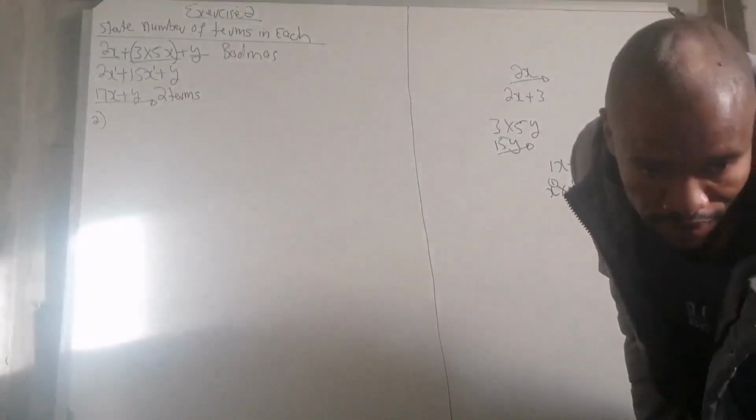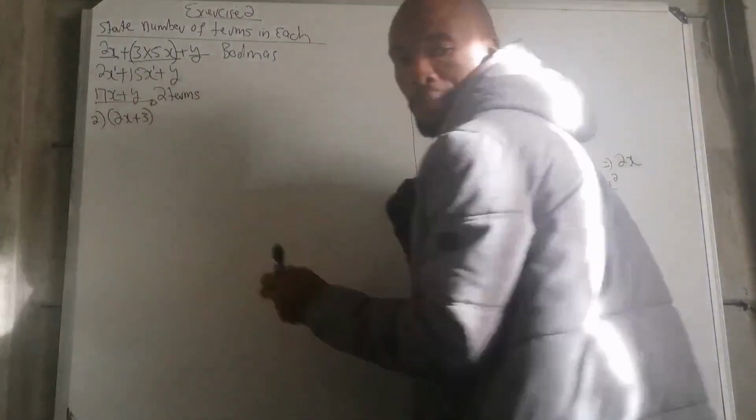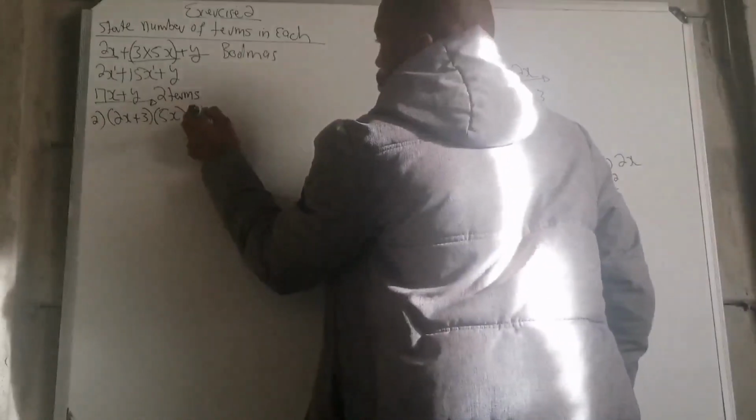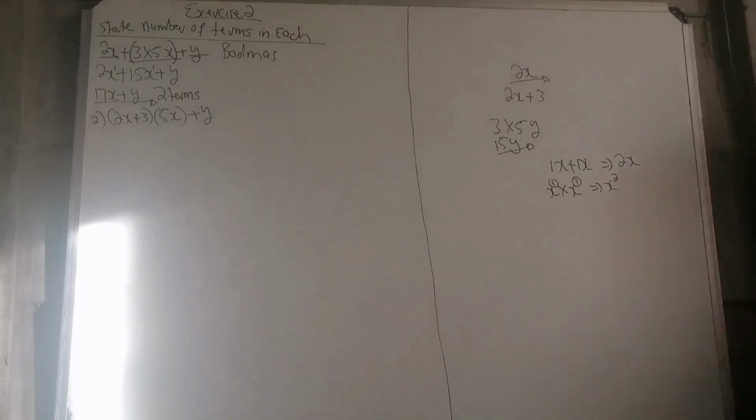We have 2x plus 3 times 5x plus 1. Can somebody tell me how many terms are there? We need to simplify first. Okay, let me just give you some chance. Try and simplify it on your own. Or should we do it as a team?